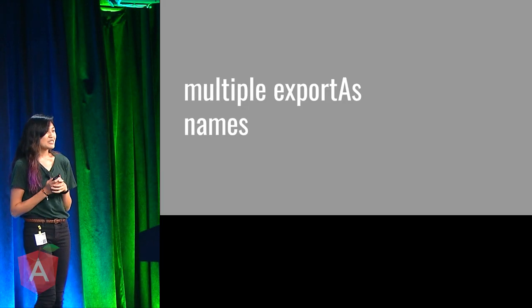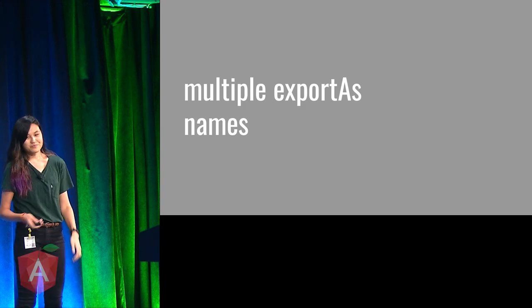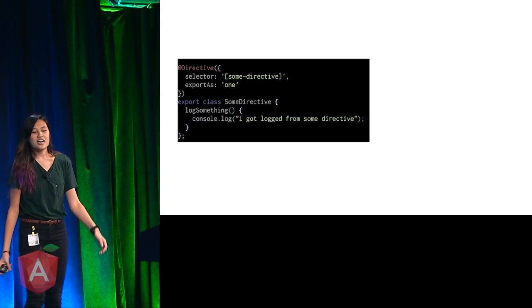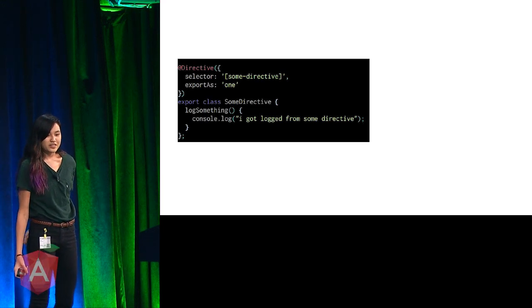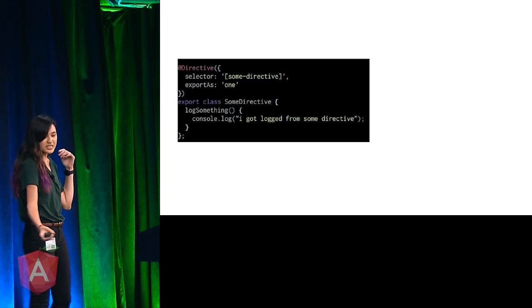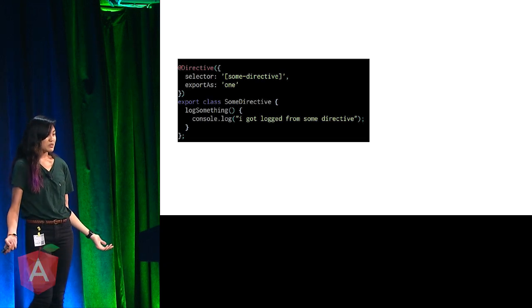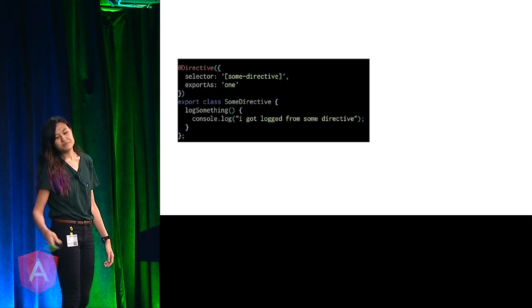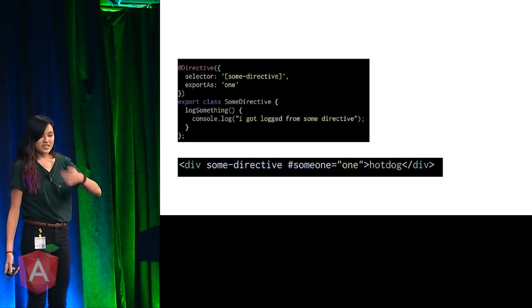So next thing is multiple exportAs names. This is a property on a directive. Here's an example of a very normal directive called some directive, which is exportAs one. The only function here is to log something. And so you would call it like this.